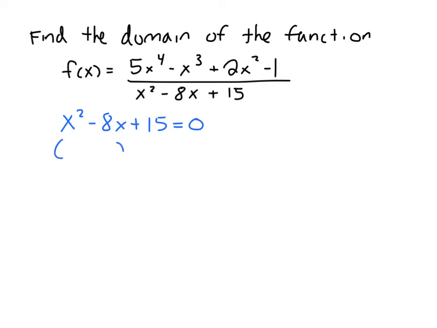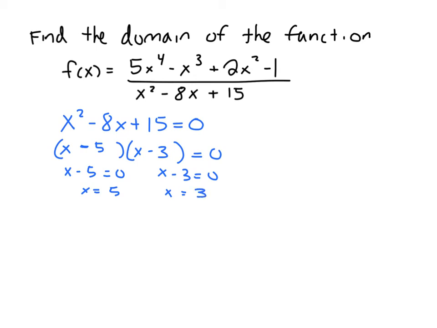So to do that, I'm going to go ahead and factor this. Let's think of two numbers. When you multiply them together, you get positive 15. When you add them together, you get negative 8. Okay, so what about negative 5 and negative 3? When you multiply those together, you get positive 15, and then when you add them, you get negative 8. Good. Alright, and so let's just set both of those to 0. If either of them are 0, the whole thing is 0. So x equals 5 and x equals 3.